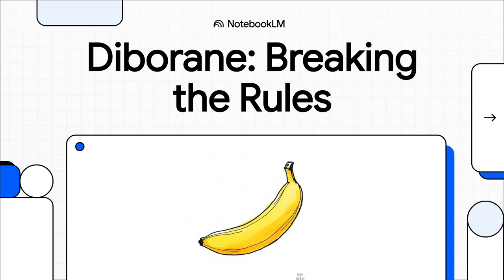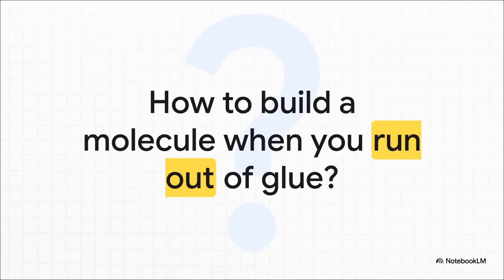Welcome to The Explainer. Today, we're diving into a really fascinating chemical case, a molecule that pretty much forced scientists to rethink the basic rules of a chemical bond. So this question really gets to the heart of a puzzle that had chemists scratching their heads for years.